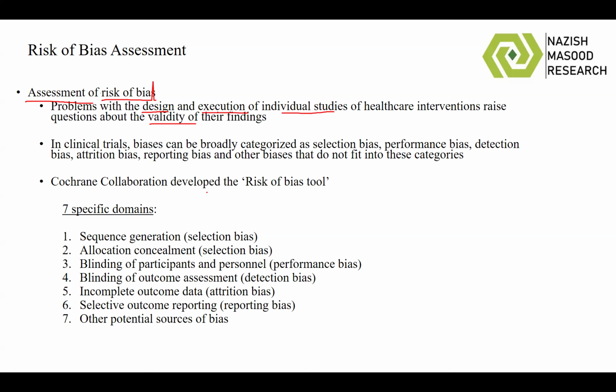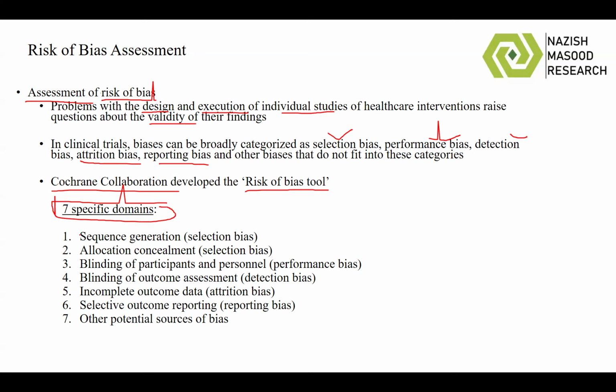Now, there could be multiple biases, from selection bias to performance bias to detection bias to attrition bias, reporting bias. So, primarily, the tool that we use for assessing risk of bias is the Cochrane Risk of Bias Assessment tool, and it's version 2 that we use these days. It primarily has 7 domains.